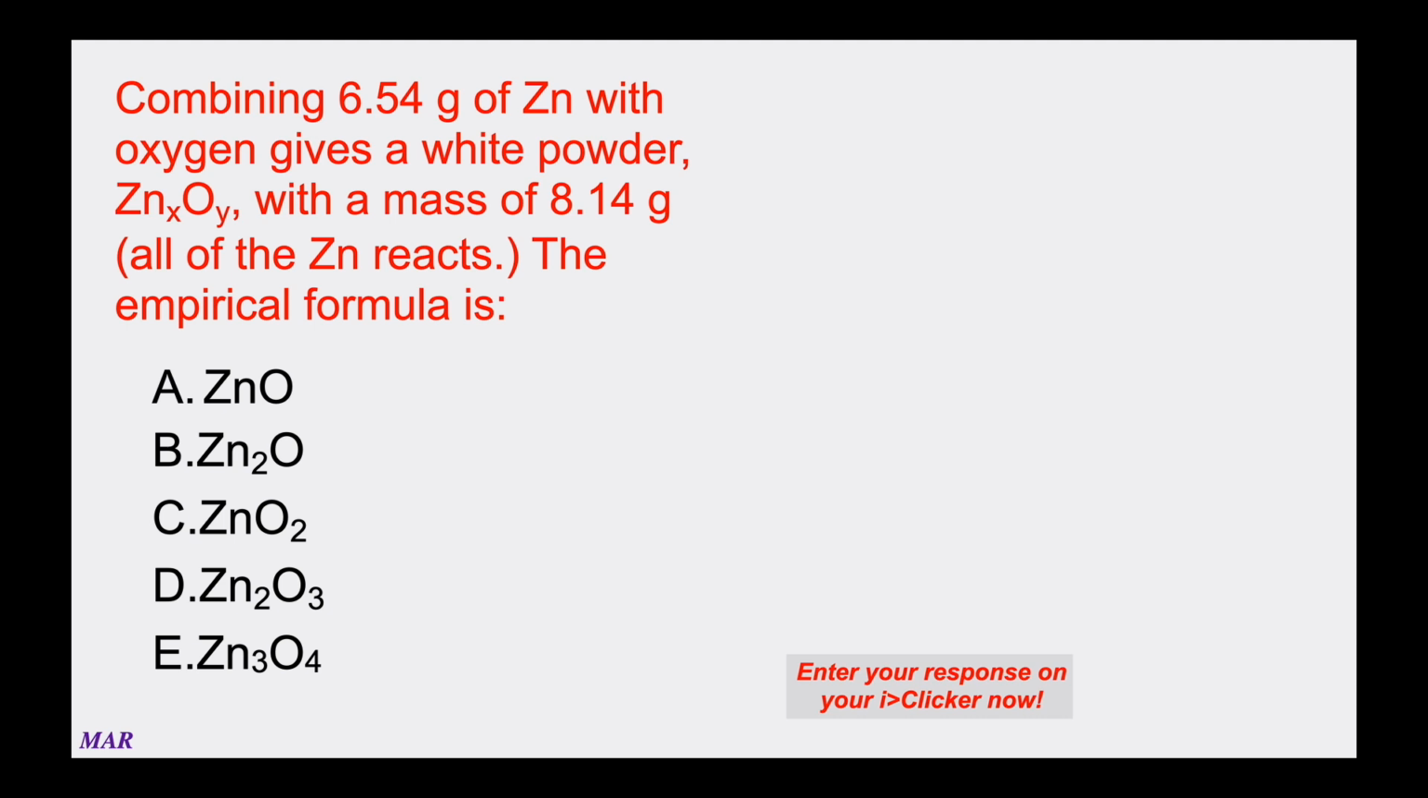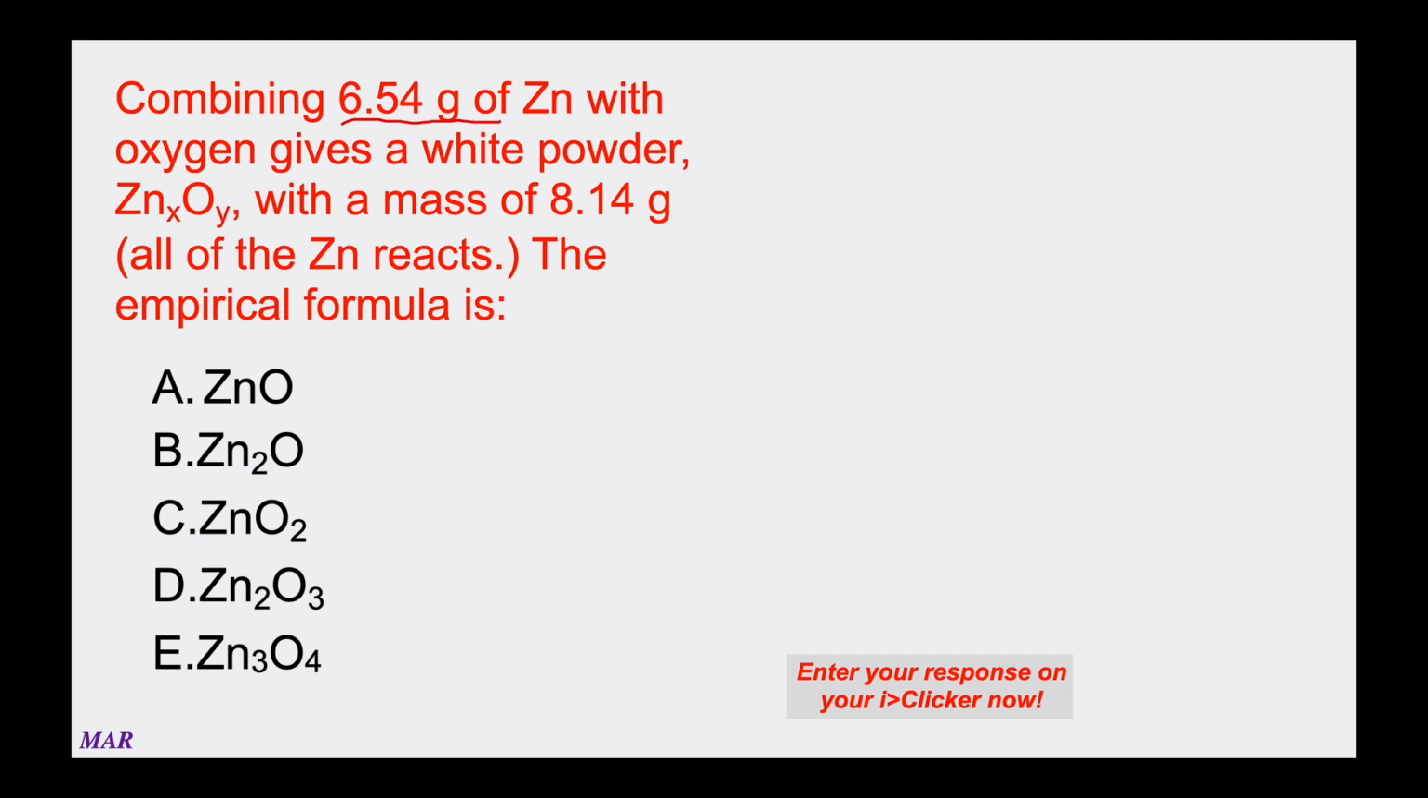Okay, at this point, I'm assuming you've tried the problem and you've got an answer, so let's check it out, see how you did. In this problem, you want to find the moles of zinc and the moles of oxygen, and then you can compare them to each other to see which of those answers is right. Now, the zinc is easy. 6.54 grams of zinc reacted, and all of it was used up.